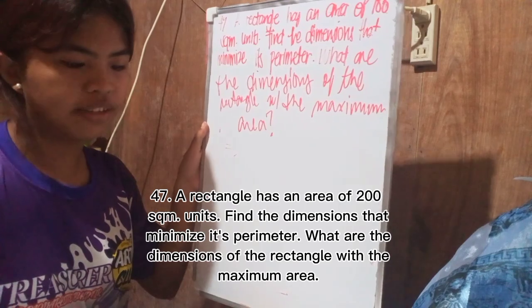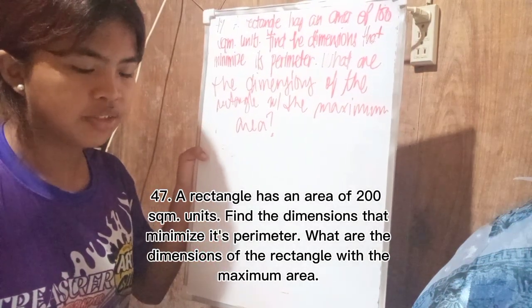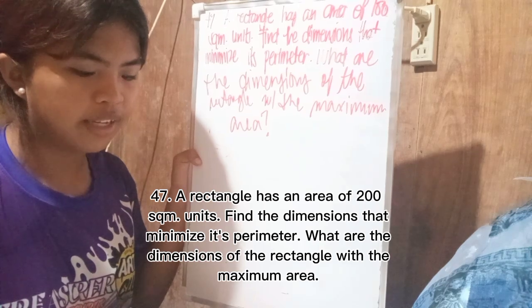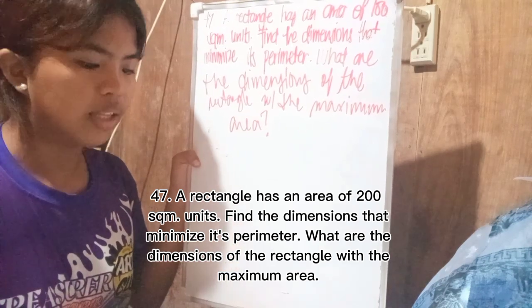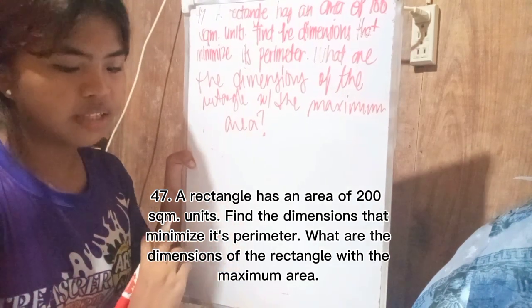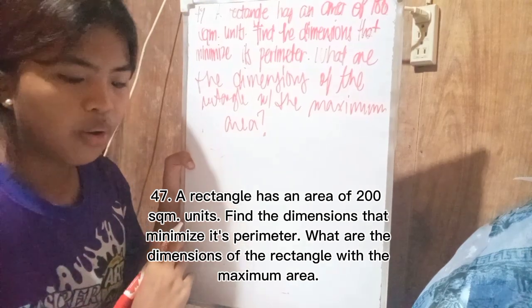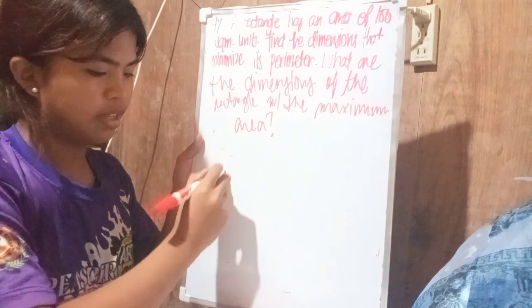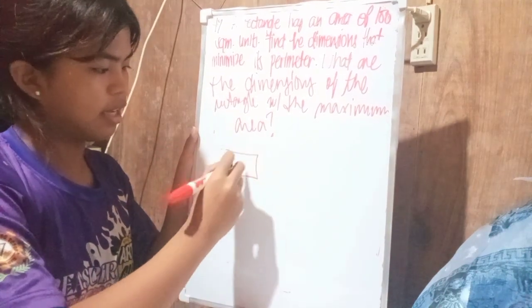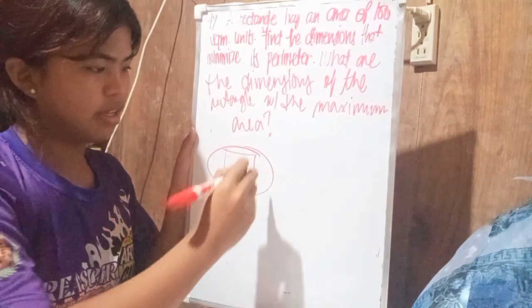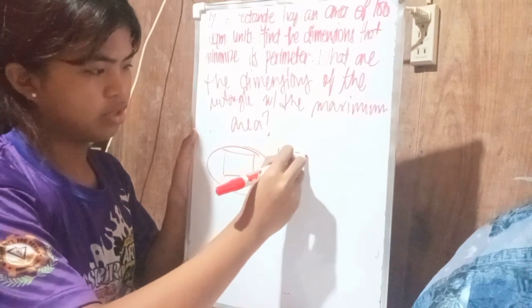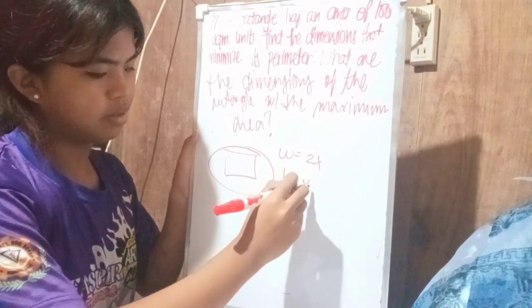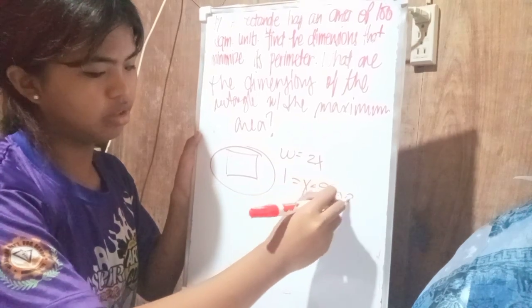Number 47. A rectangle is inscribed under a parabola of y equals 9 minus x squared, with its base lying on the x-axis. What are the dimensions of the rectangle with the maximum area? So, for example, our width is 2x, and the length is y equals 9 minus x squared.